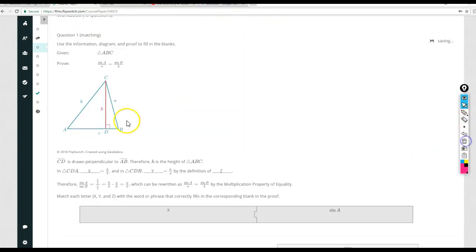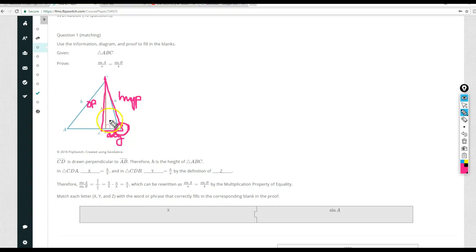And then the next triangle we need to look at is triangle CDB. And I'm going to use what we need to prove as a little bit of guidance. So sine of B, so I know B needs to be our reference angle. So labeling this according to angle B's perspective, H is going to be our opposite side length, A is the hypotenuse, and this length DB is our adjacent.